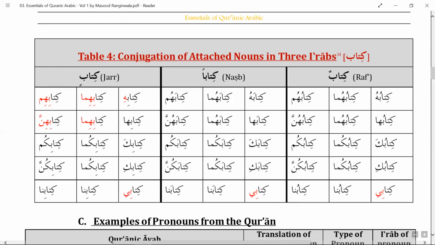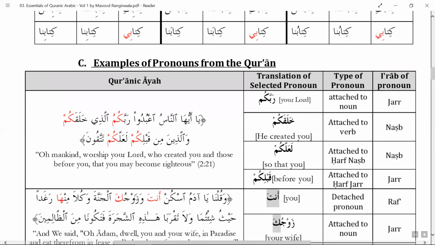So it changes and it drops to a kasra as well. Kitabihima, kitabihim. Kitabiha, kitabihima, kitabihinna. Kitabika, kitabikuma, kitabikum. Kitabiki, kitabikuma, kitabikunna. Kitabi, kitabina. Now here are some examples from the Quran.